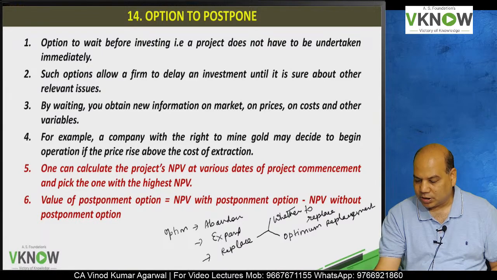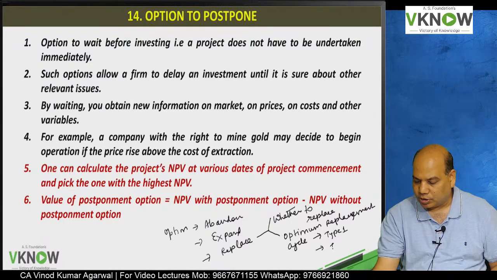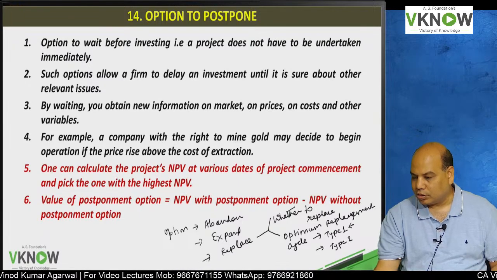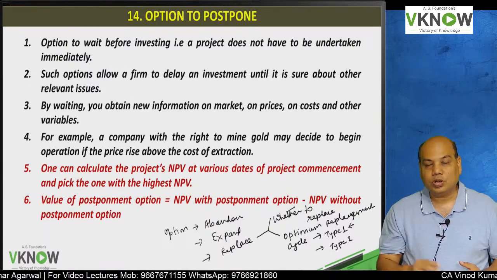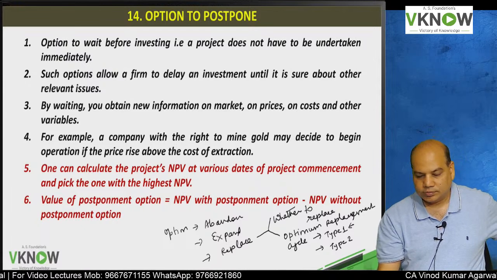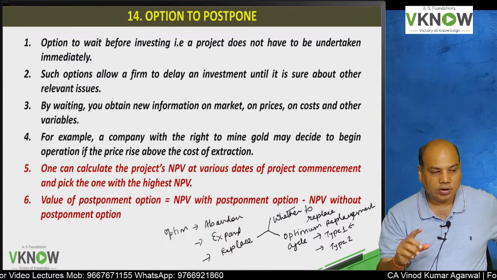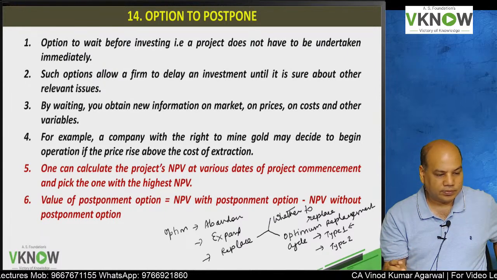Under optimum replacement cycle also we have covered 2 types of problem, type 1, type 2. Type 1 we have to find optimum replacement cycle of any asset, and type 2 is when should the existing asset be replaced by the new one. So this is what we have done, and this area which we have covered is very important for exam.